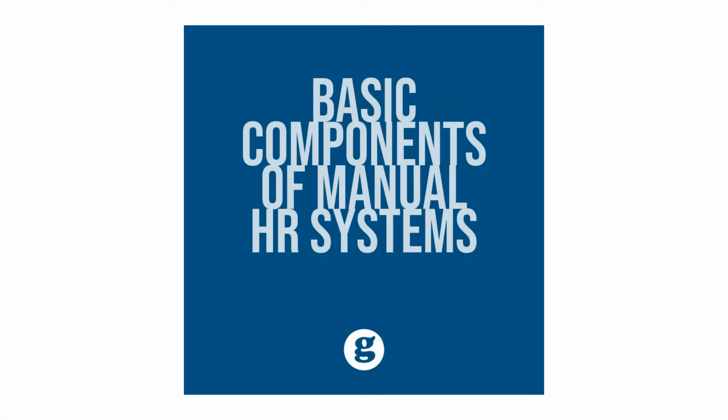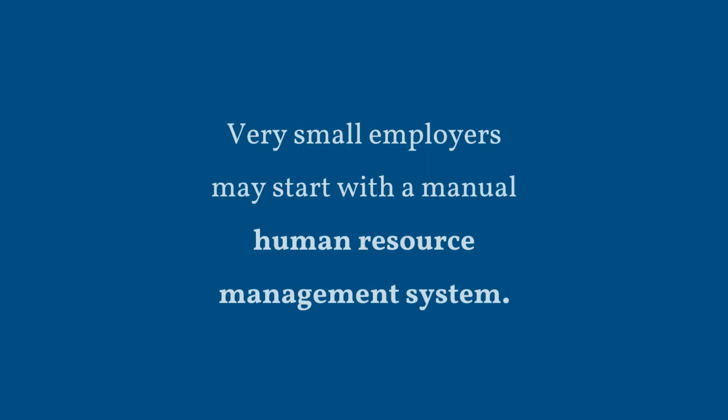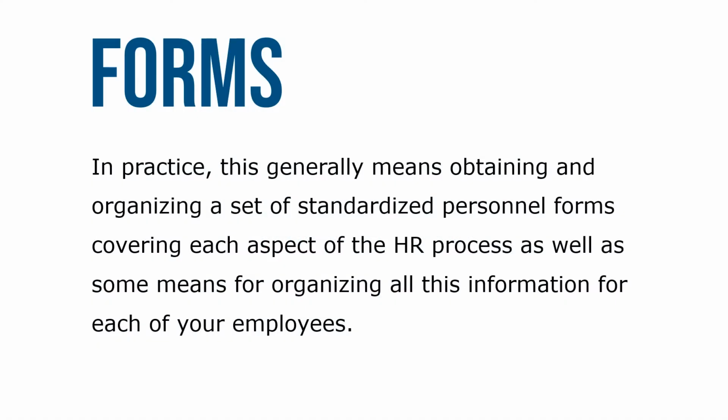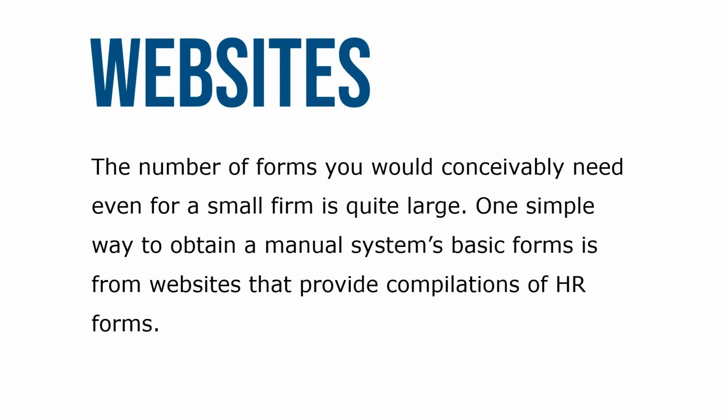Let's take a look at the basic components of manual HR systems. Very small employers may start with manual human resource management systems. In practice, this generally means obtaining and organizing a set of standardized personnel forms covering each aspect of an HR process, as well as some means for organizing all this information for each of your employees. The number of forms you would conceivably need, even for a small firm, is quite large.